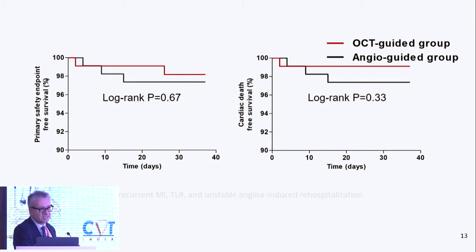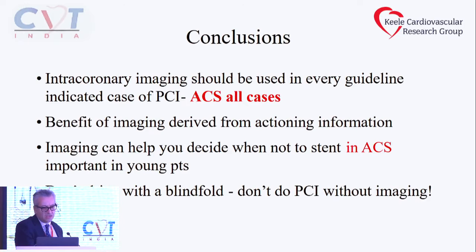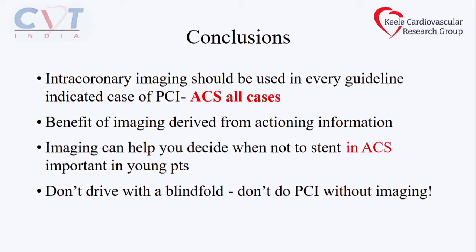And OCT data at follow-up up to a year out shows healing, and you've basically saved the patient a metal jacket. So I think in conclusion, intracoronary imaging should be used in every guideline indicated case of PCI, particularly in acute coronary syndromes. If your healthcare system doesn't allow that, then at least use it in LAD and left main lesions. That's where the greatest prognostic benefit is.